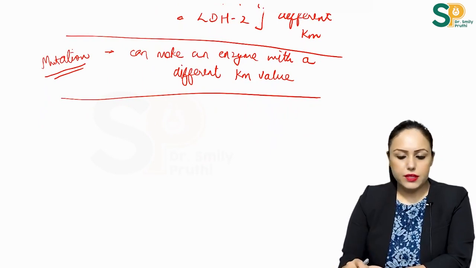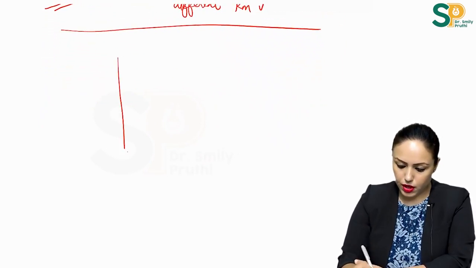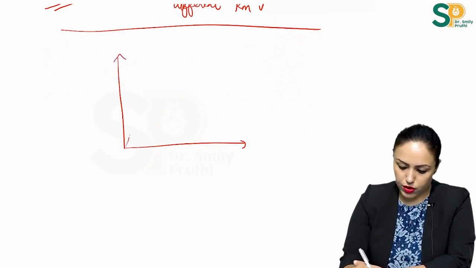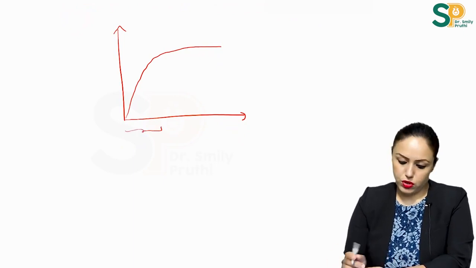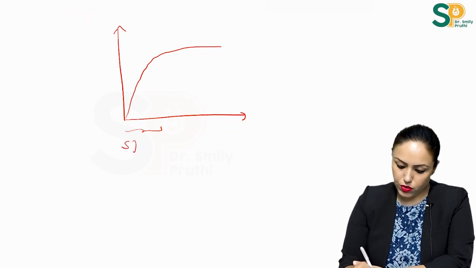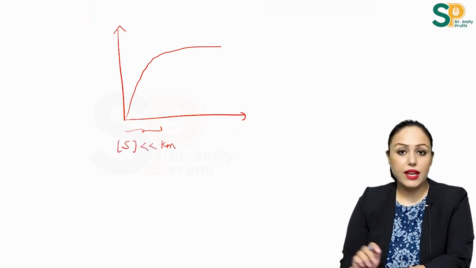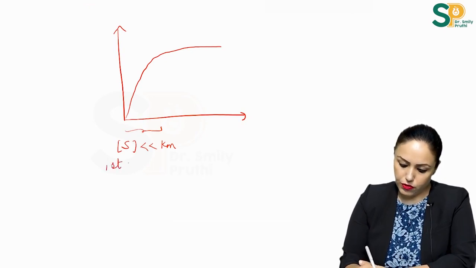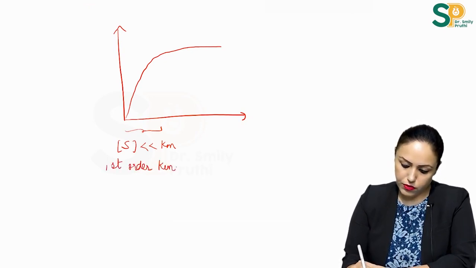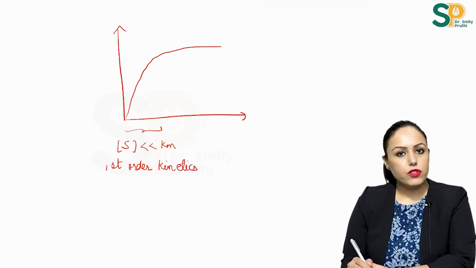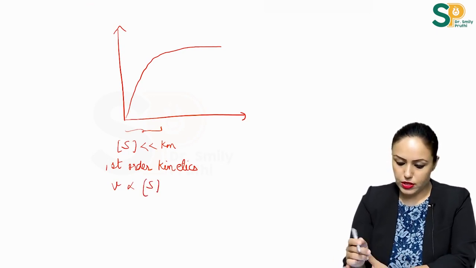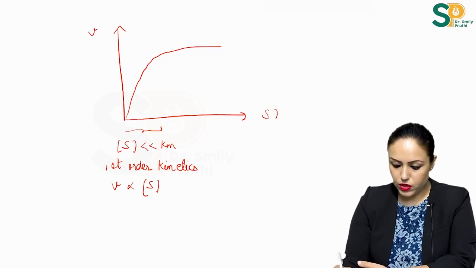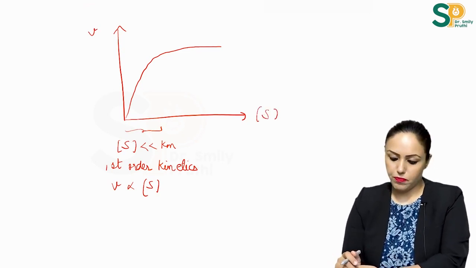Now, let's see this rectangular hyperbola graph, and let's see which order kinetics are followed here in the graph. Look, in the initial portion, when substrate concentration is very much less than Km, then first order kinetics is followed, which means that velocity is directly proportional to substrate concentration. We know that on the y-axis we have velocity, on the x-axis we have substrate concentration. So that is the story of the initial portion of the graph.